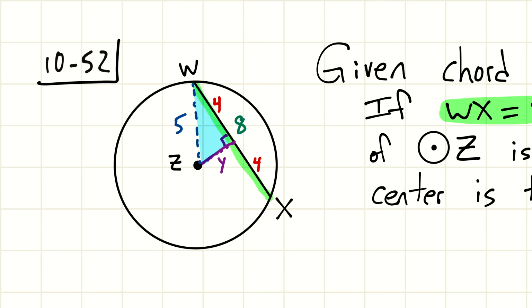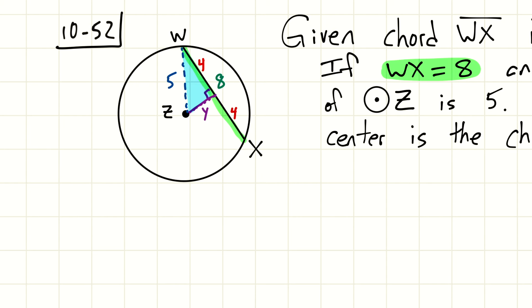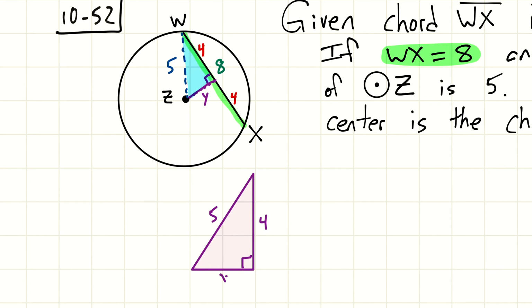Alright, so I have a triangle. If you think about it, I just have a triangle where I have a 5, I have a 5, and I have a 4. The question is, what is the third side? You might recognize that as a 3, 4, 5 triangle, or maybe use the Pythagorean theorem to work it out.